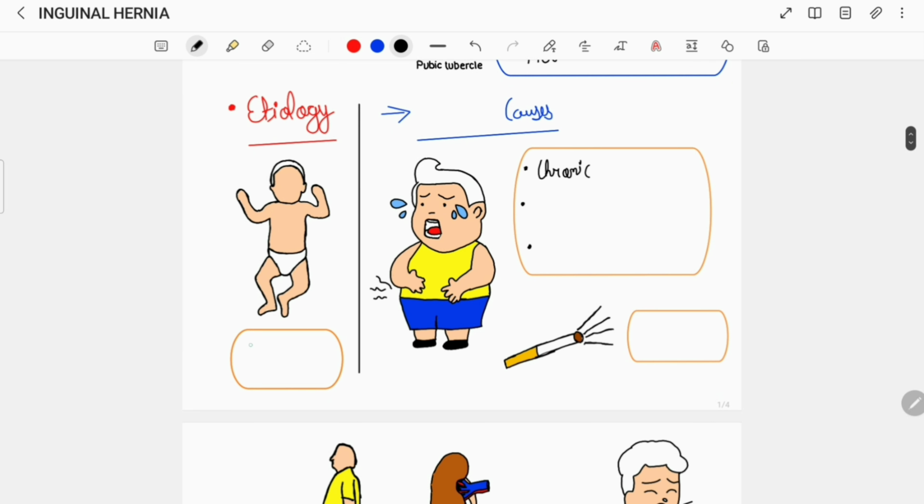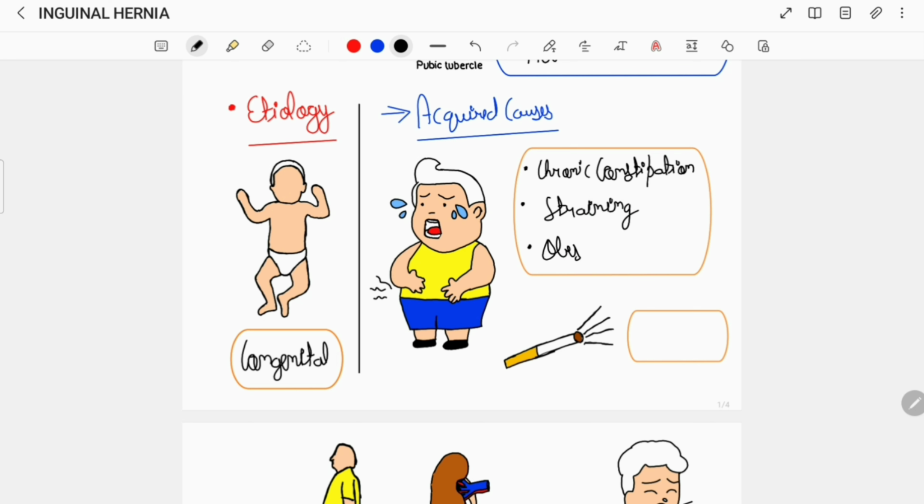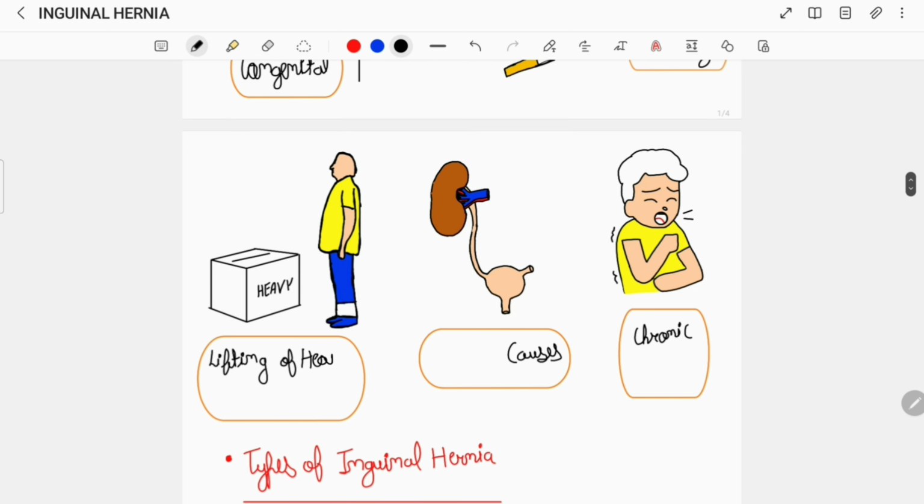Inguinal hernia can either occur due to congenital causes or can be associated with certain acquired causes, some of which include chronic constipation, straining, obesity, cigarette smoking, lifting of heavy weight, or can be associated with certain urinary causes such as benign prostatic hyperplasia, or can be associated with chronic cough.